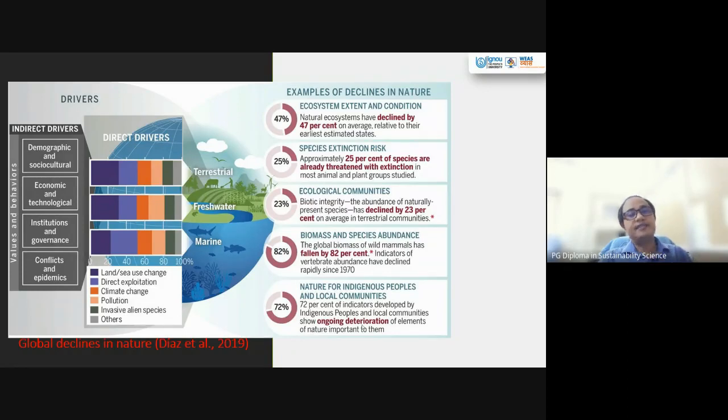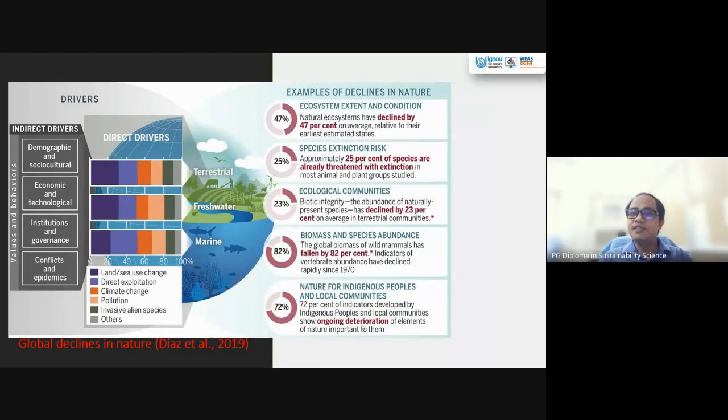That has, on the other hand, impact on the direct drivers like direct land use change, direct exploitation, climate change, pollution, invasive alien species, and others that we talked about a few seconds back, that have direct impact on the terrestrial, freshwater, and marine ecosystems, right? And if you look into the figure, some of the examples of declines in nature: natural ecosystems overall, the ecosystem extent and condition have declined by 47% on average relative to their earliest estimated states, right?